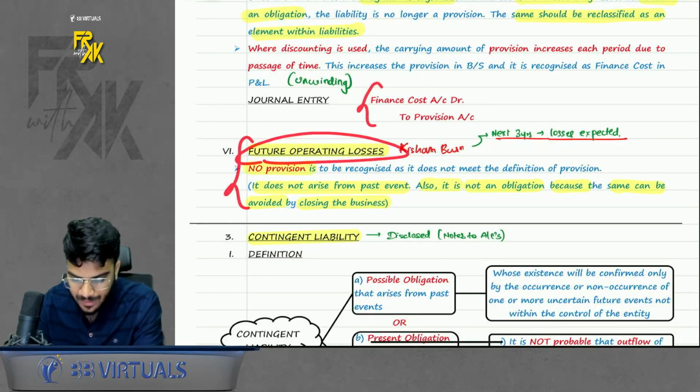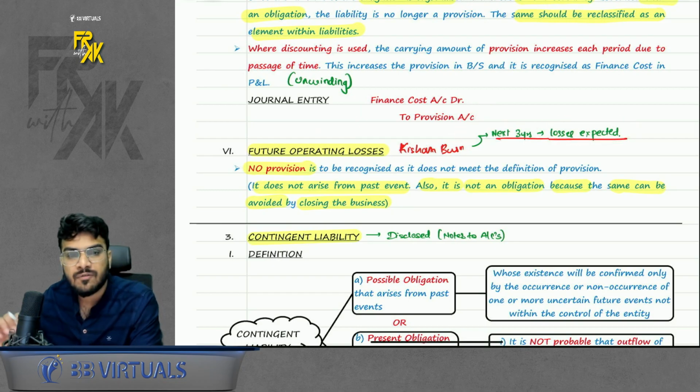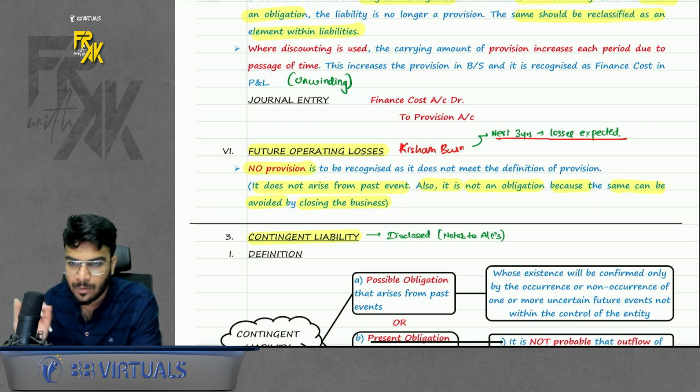For future operating losses, what is the meaning of this? Let's say for example Kishan has a business. If he runs it for the next 3 years, he will have to incur a loss. This is future operating loss. You will not create any provision today for future operating loss because there is no past event. It has not yet arisen.